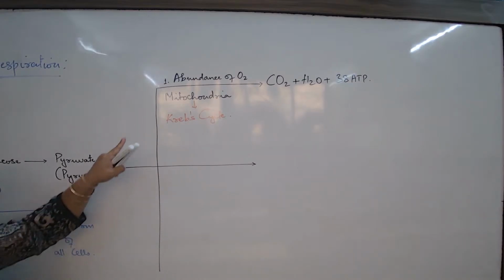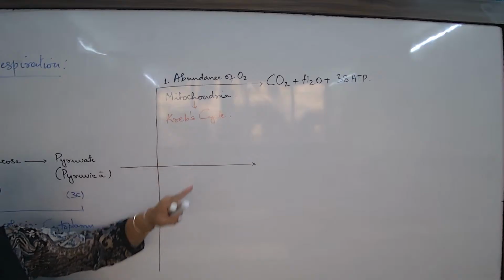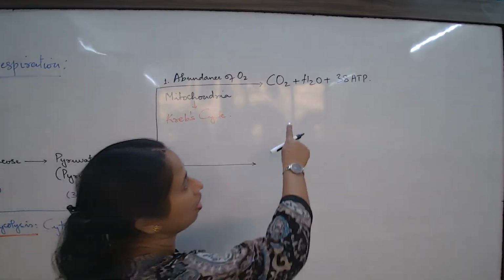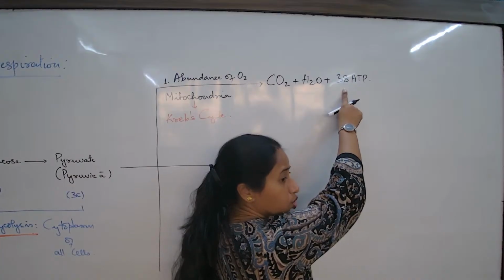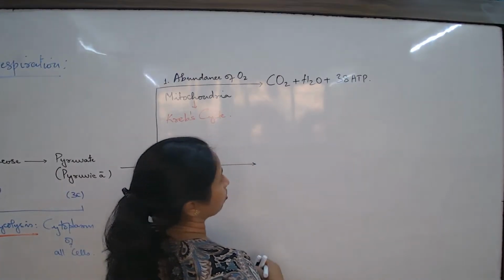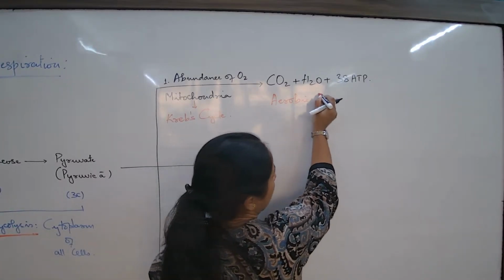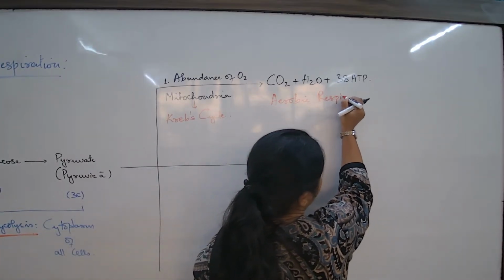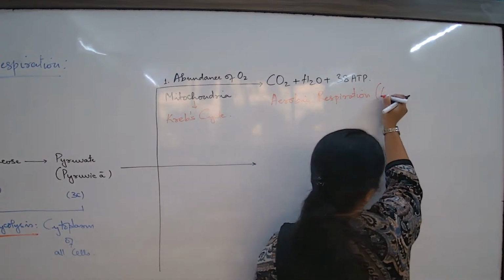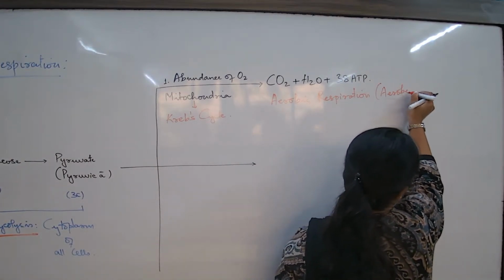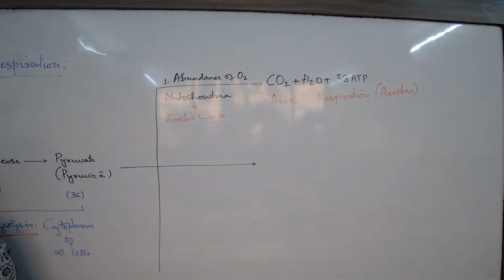So pyruvate gets broken down in the presence, abundance of oxygen. If the cells have abundance of oxygen, then the products are carbon dioxide, water and so much of energy for one molecule of glucose only. What is this process of breakdown, or what is this mode of respiration known as? This is known as aerobic respiration. And what are those organisms known as? The organisms are known as aerobes. This is known as aerobic respiration.